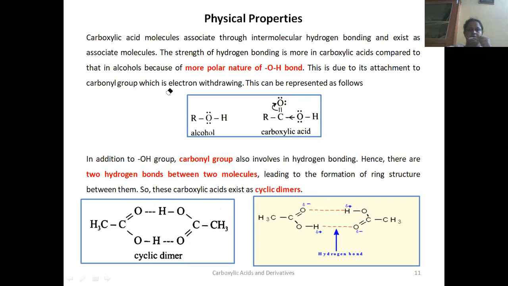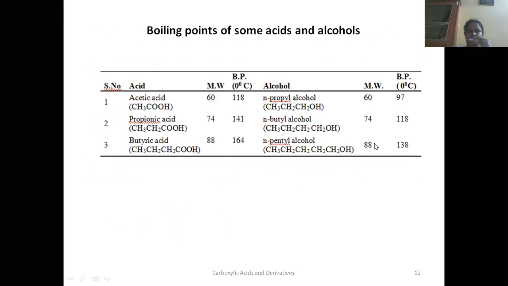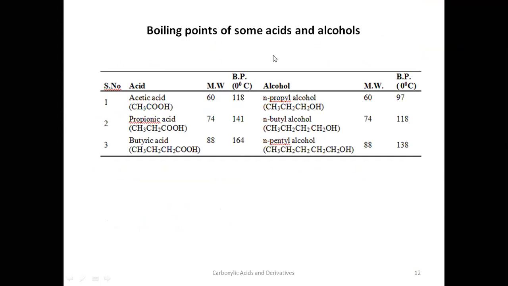So carboxylic acids exist as cyclic dimers, or we can also say associated molecules. Now we can see that difference in the boiling points, because in alcohols there is no such association possible, but it is possible in acetic acid. We can see that difference in the boiling point.